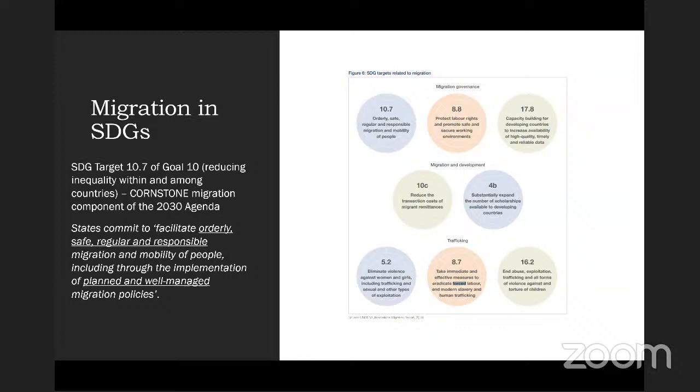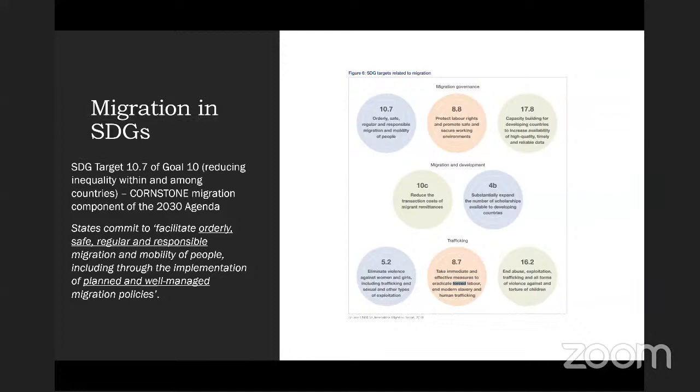But then we do have other targets, right? We have 8.8, we also have 8.7. Within the SDGs, 8.7 looks at measures to eradicate forced labor, and you can see it in the bottom there: eradicate forced labor, end modern slavery, and also eradicate human trafficking. You have 8.8, which is up there next to 10.7, which talks about protecting labor rights and promoting safe and secure working environments for all workers, including migrant workers. And it also specifically speaks about women in particular. And we will come to that in a little bit.